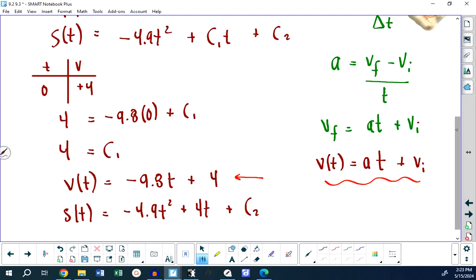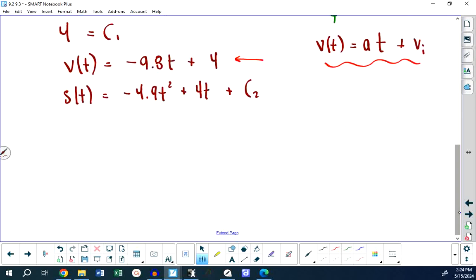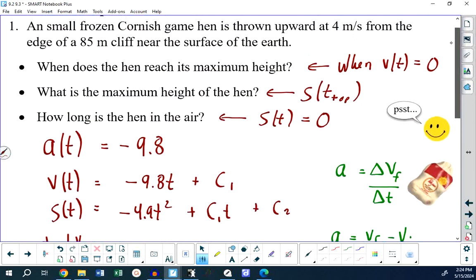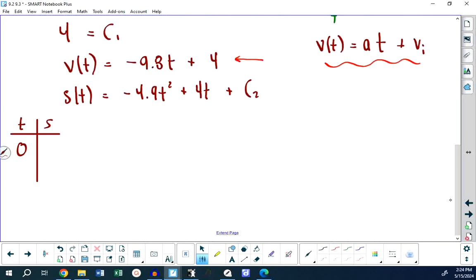Well, we can look at information regarding the position of the object given in the question. And what we are told in the question, everybody, is that at the beginning, initially, the position is 85 meters. It's 85 meters above the ground, and the ground is position 0, so this is 85. I'll show my work, but I hope you see that this is going to demonstrate to us that C2 is 85. So we're going to get 85 equals negative 4.9 times 0 squared.